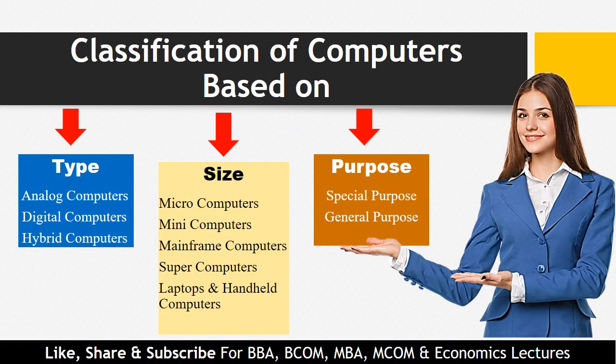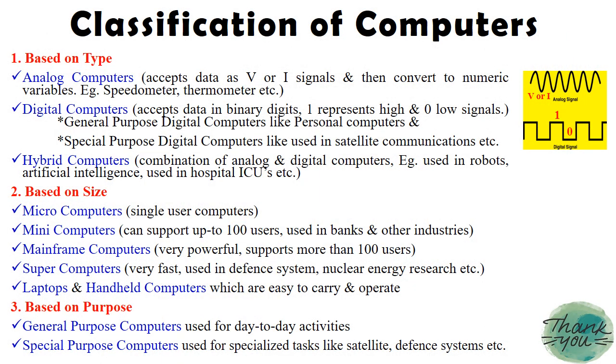We can classify computers on the basis of type, size and purpose as shown in this figure. So we will discuss these types in complete detail. Based on type, the computers can be analog, digital and hybrid.